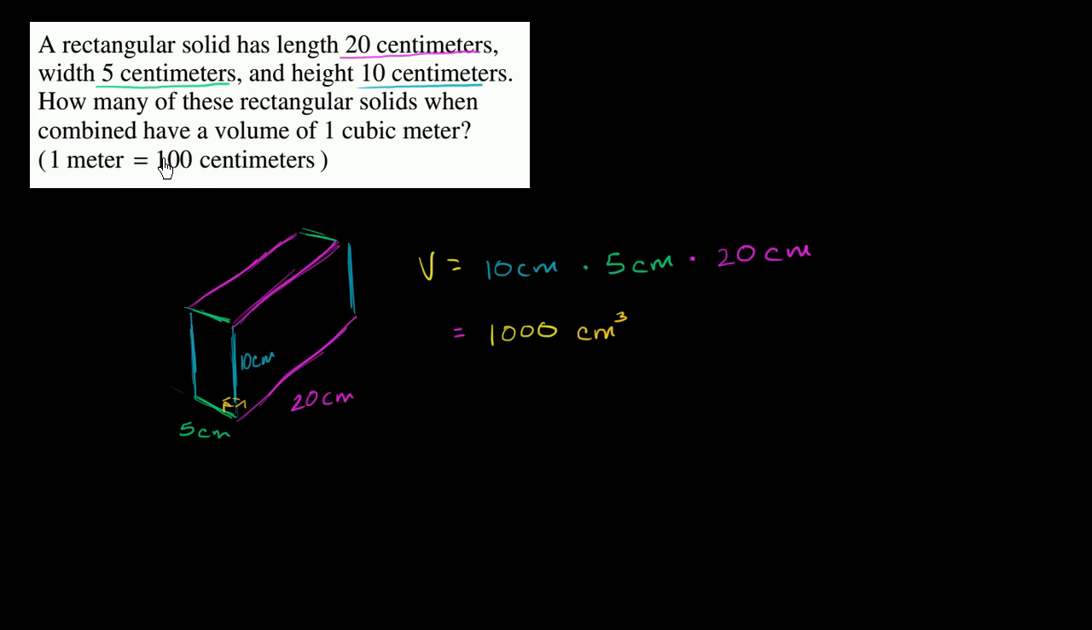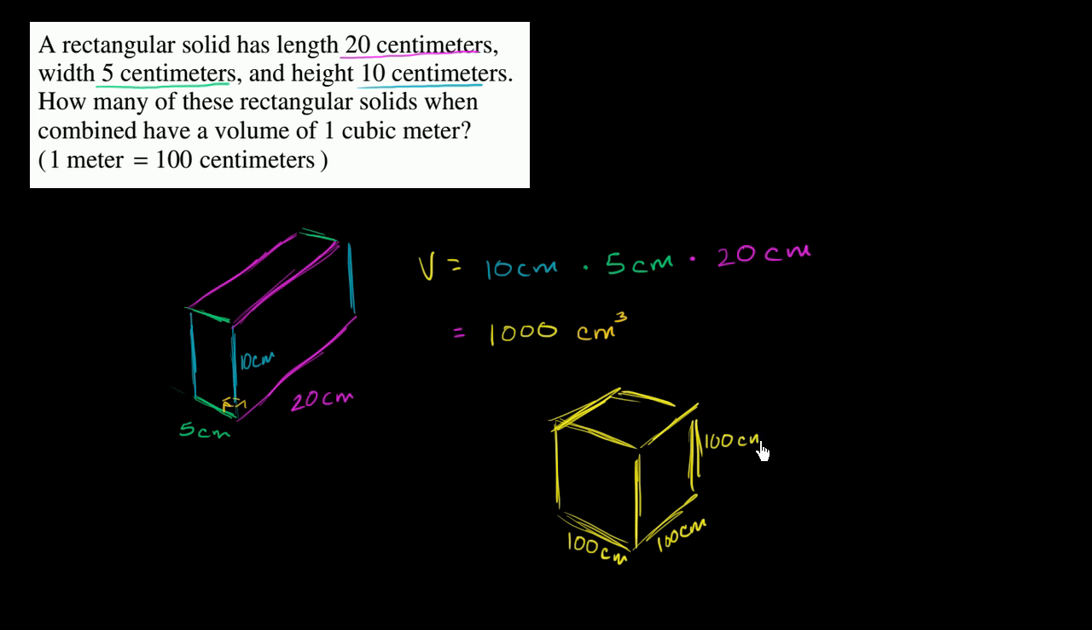Now, how many cubic centimeters are there in a cubic meter? Well, let me draw a cube here, and I'm not drawing it to scale relative to the other figure. So this is my cubic meter. I'm drawing it as close to a cube as I can. It's a meter by a meter by a meter, but a meter is 100 centimeters. So it's 100 centimeters wide, 100 centimeters long, and 100 centimeters high.